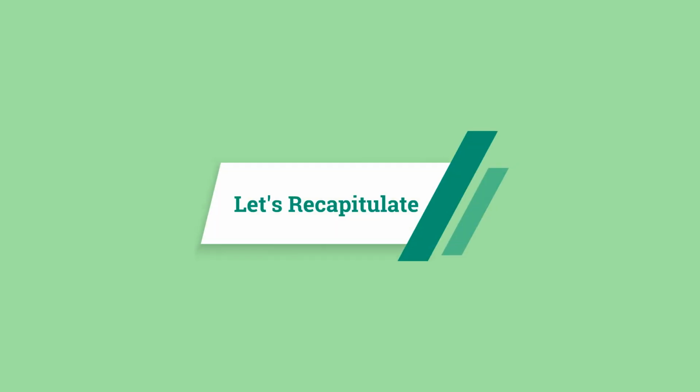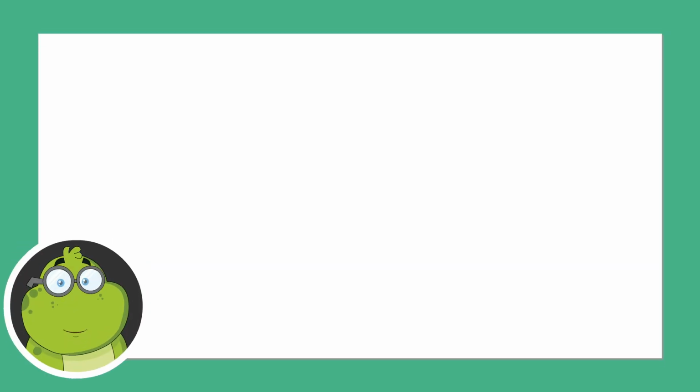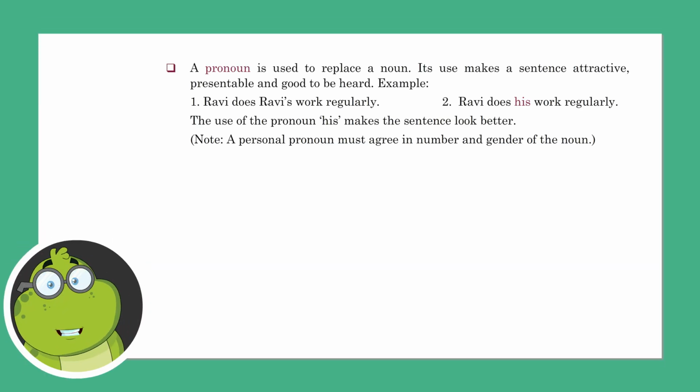Let's recapitulate. A pronoun is used to replace a noun. Its use makes a sentence attractive, presentable, and good to be heard. Example: Ravi does Ravi's work regularly. Ravi does his work regularly. The use of the pronoun "his" makes the sentence look better. Note: a personal pronoun must agree in number and gender with the noun.